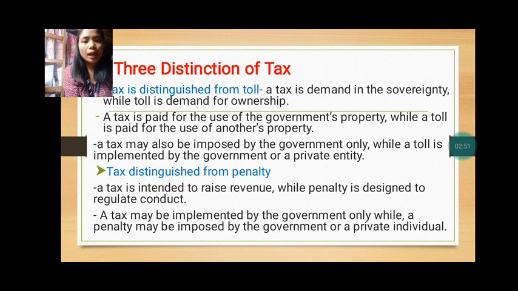Number 2, tax is distinguished from penalty. A tax is intended to raise revenue, while penalty is designed to regulate conduct. And a tax may be implemented by the government only, while a penalty may be imposed by the government or a private individual. So, yun nga yung sinabi ko sa taas na yung government lang yung nag-i-implement ng tax. Yung sa penalty, pwedeng yung government or yung private entity.